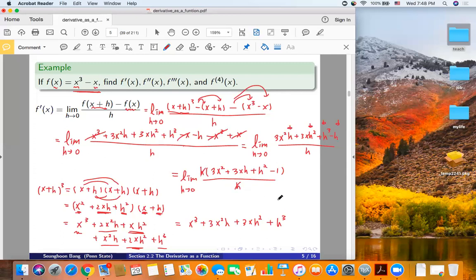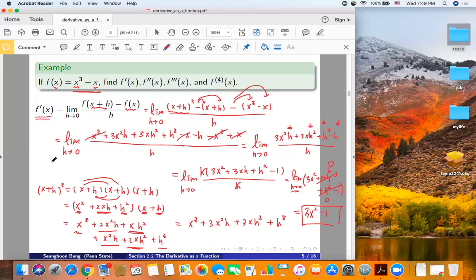The h is crossed out. So we have the limit as h approaches 0 of 3x squared plus 3xh plus h squared minus 1. Next, you plug h equal to 0 into here. 3x times 0 is 0, 0 squared is 0. The remaining term is 3x squared minus 1. This is exactly f prime of x.